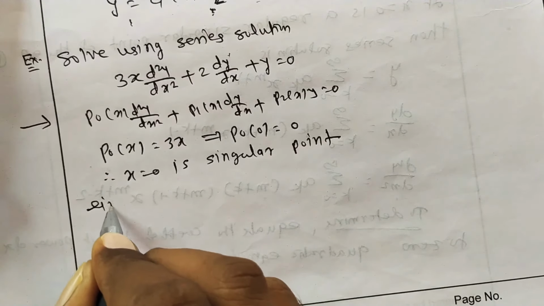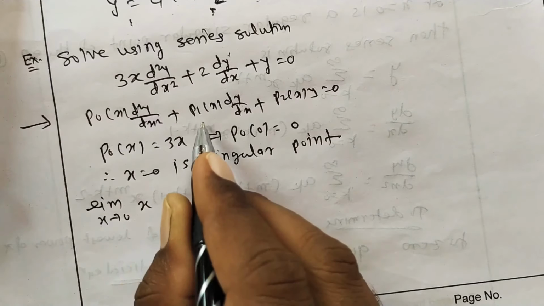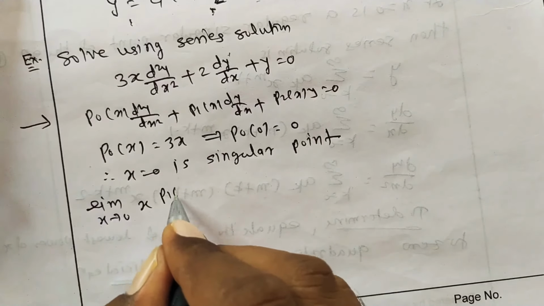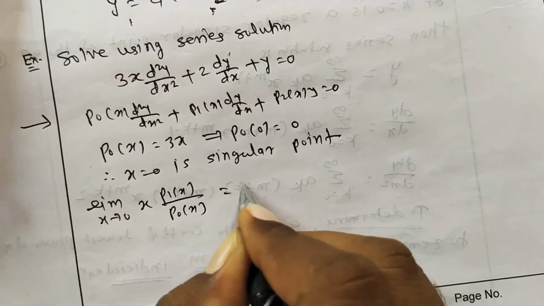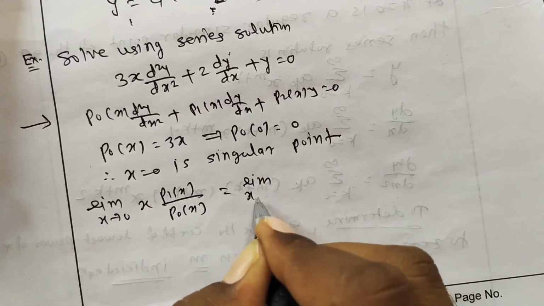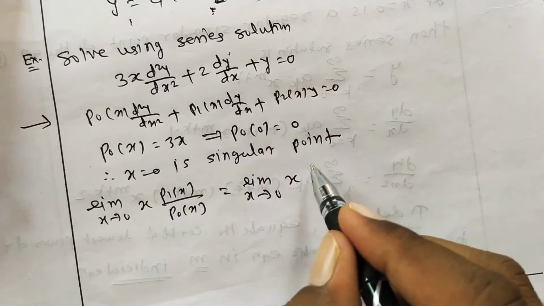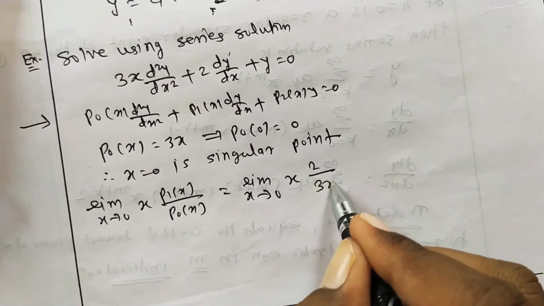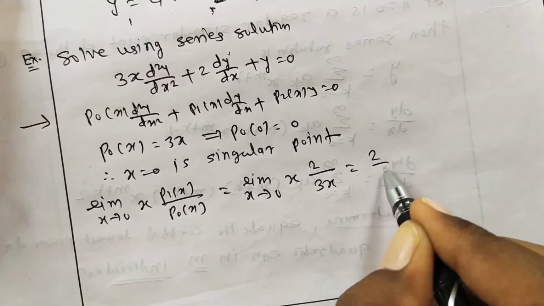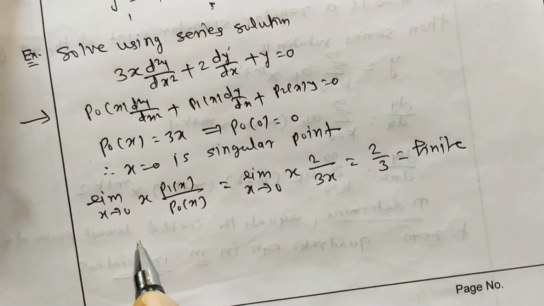First one is the limit as x tends to 0 of x·p1(x)/p0(x). If this limit is finite, limit x tends to 0 of x into p1(x)... What is the value of p1(x)? p1(x) is 2 upon p0(x) is 3x. So this x gets cancelled, the limit is 2/3 and this is finite. So this is the first condition.